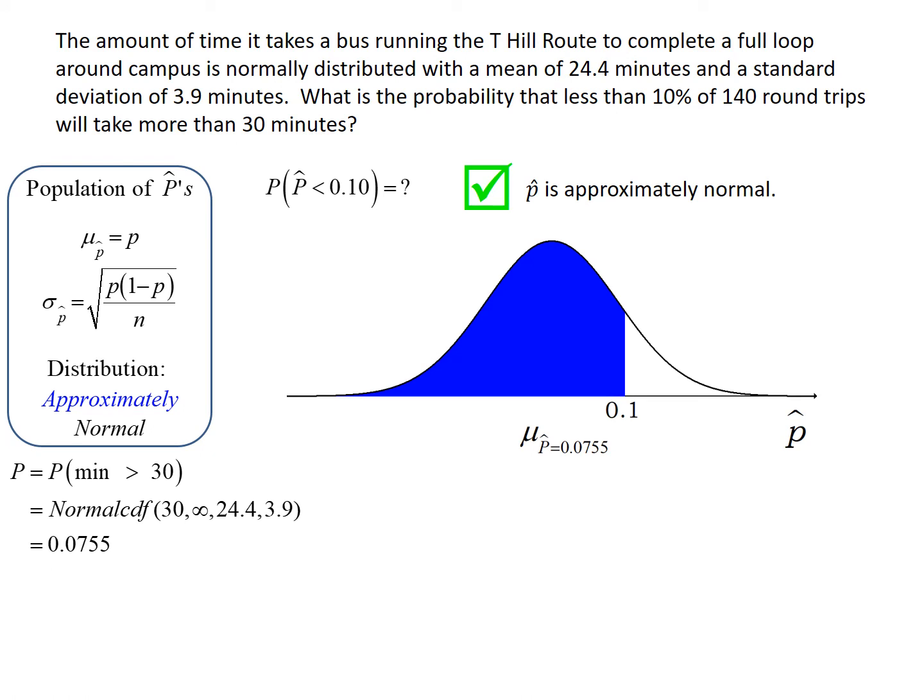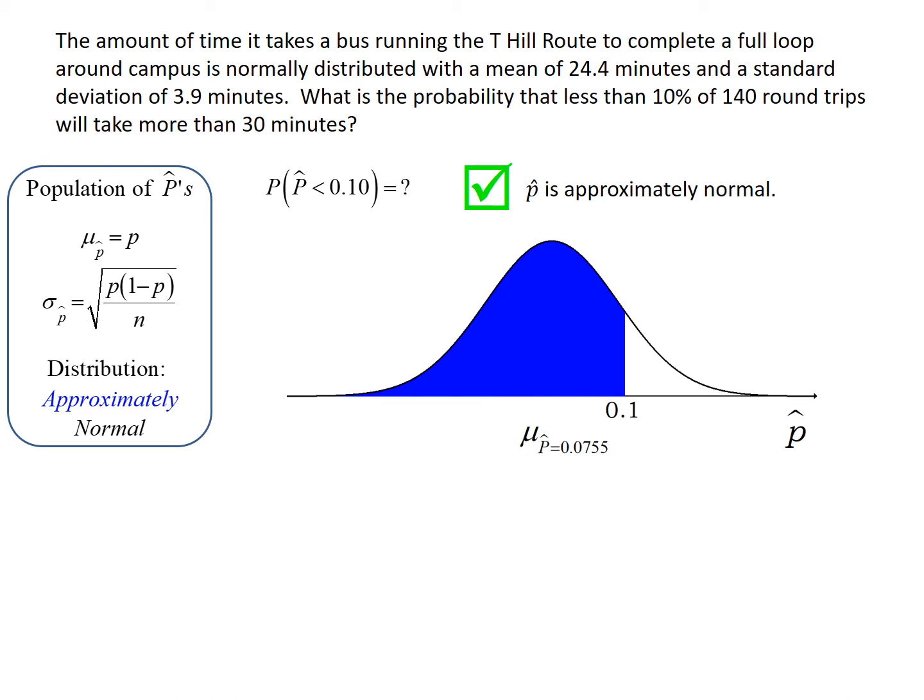You can start with the graph of p hat. We want the probability that p hat is less than 0.1. The mean of p hat is equal to the true probability, so the probability of getting what we want each time we do the experiment. And the probability that we have a round trip that takes more than 30 minutes each time we check is approximately 0.0755. And we got that using our normal CDF function once already.